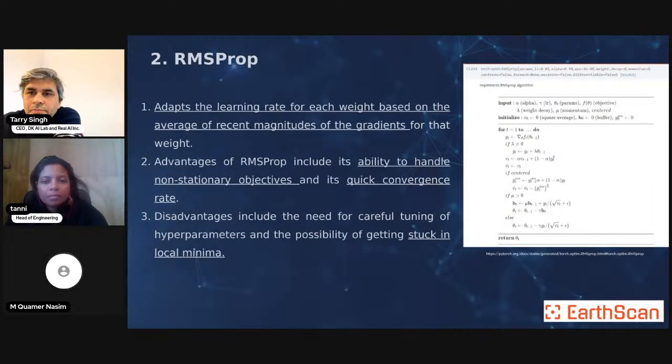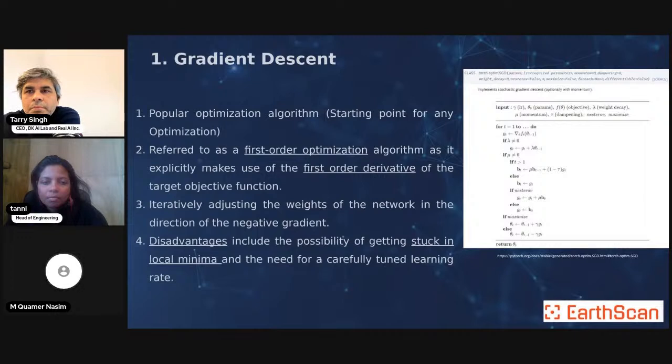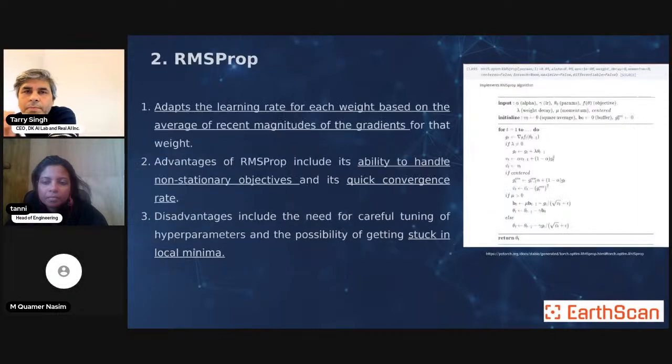So the second one is RMS prop, and what it does is it learns. Earlier in gradient descent, we were using a learning rate to optimize all the weights. But in RMS prop, we learn the learning rate of each parameter separately. We adapt the learning rate for each weight based on the average of recent magnitudes of the gradients, whatever we are calculating with respect to loss.